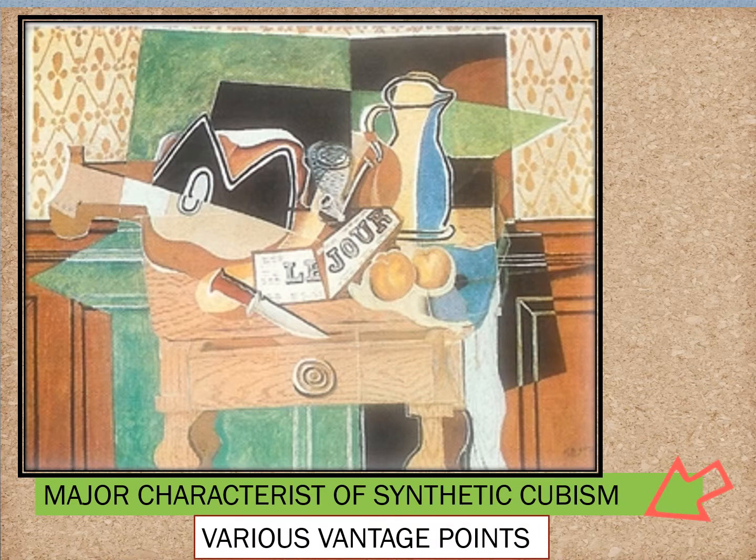What is that major characteristic of synthetic cubism? It's that there's various vantage points. Might be the same object in this case. However, there's different vantage points. You see objects at different perspectives.